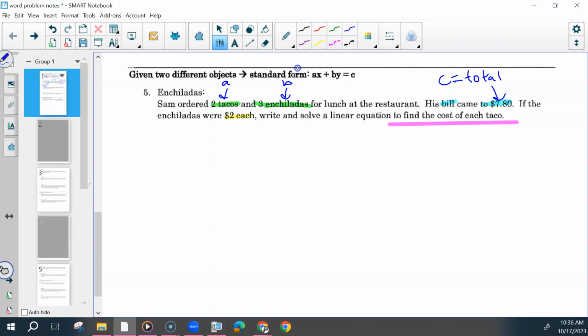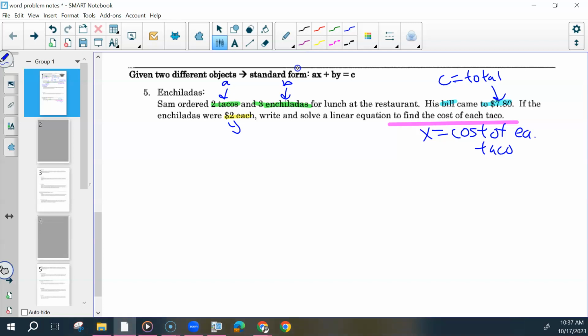Your X and Y will always relate to A and B. So here we know that the enchiladas were $2 each. So this is going to be X or Y. If I put this as B, then this would be X. But because I put enchiladas as, sorry, backwards, whatever I just said. Since I put this as B, this would have to be Y. Which means our X is going to be the cost of each taco. Okay, so this one has more variables, so more things you have to label what they are.